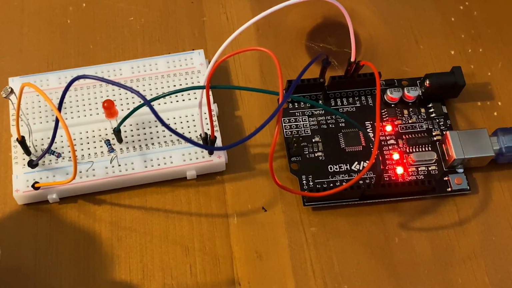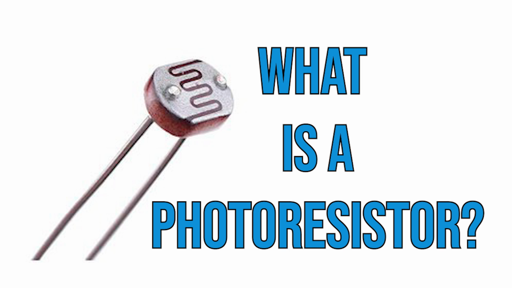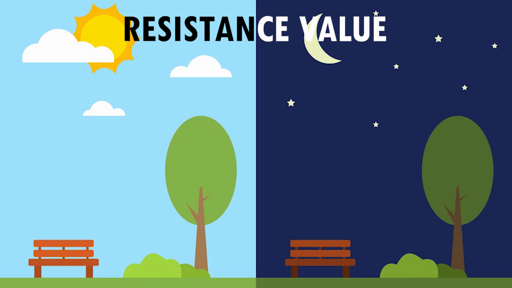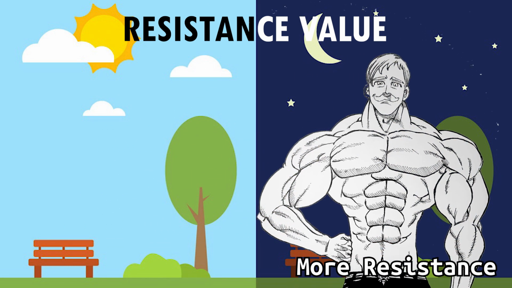This is where we're going to be playing with the photoresistor. You might be asking, what is a photoresistor? Well, a photoresistor, put simply, measures the amount of light and then outputs a resistance based on how much light there is. So if there's more light, there's actually less resistance, and if there's less light, then there's more resistance.